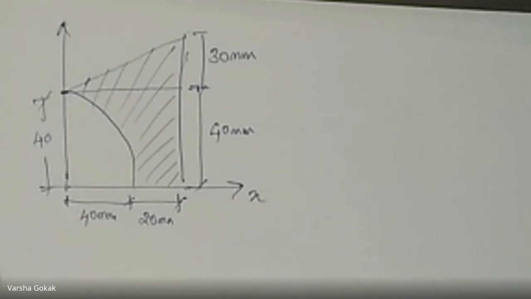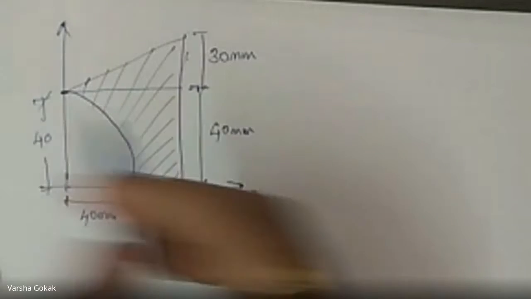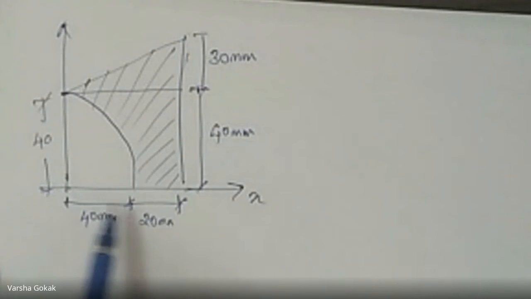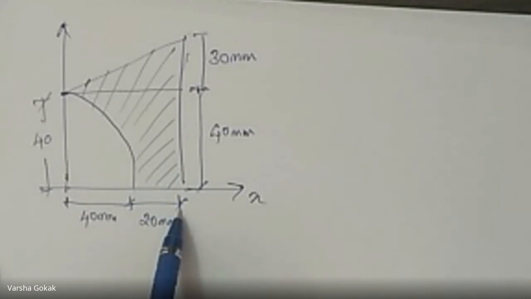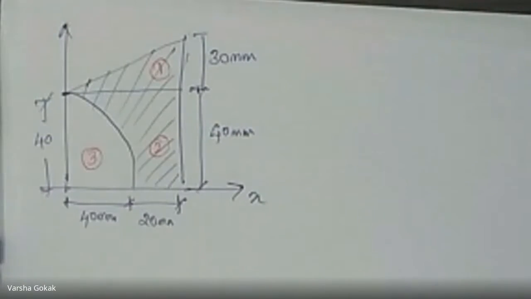Ma'am, there is a triangle and there is a quarter circle. And another one is a rectangle. Correct. Rectangle, because one side of the rectangle is 40. This side is 40, this side is 40 plus 20, that is 60. This becomes a rectangle. So how many geometric figures do we have? 1, 2, and 3. Correct?